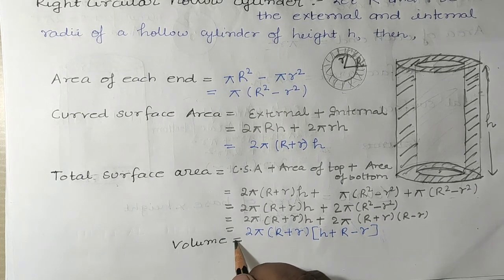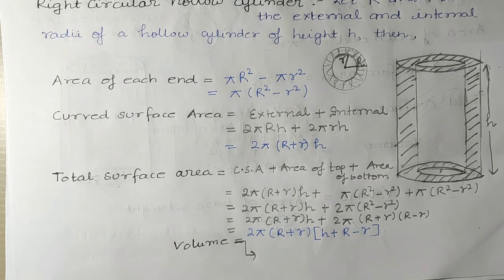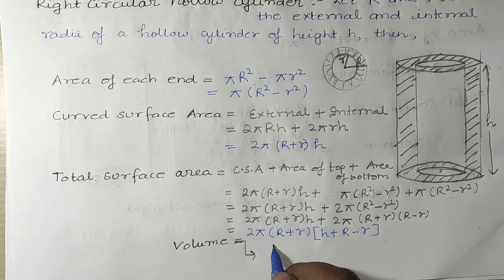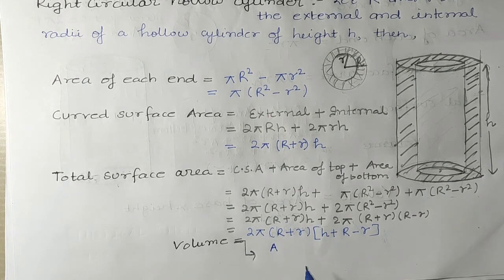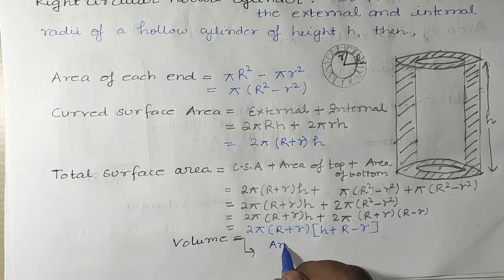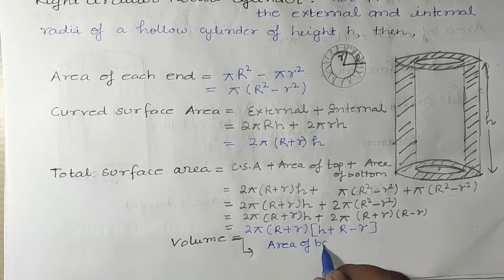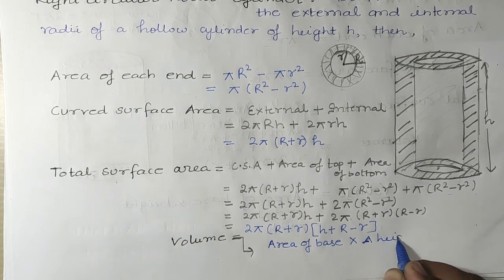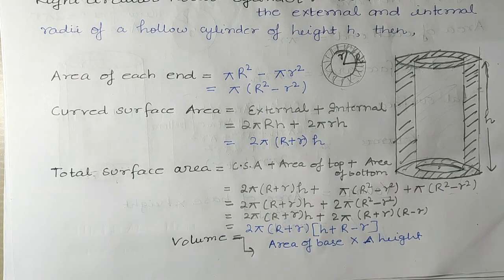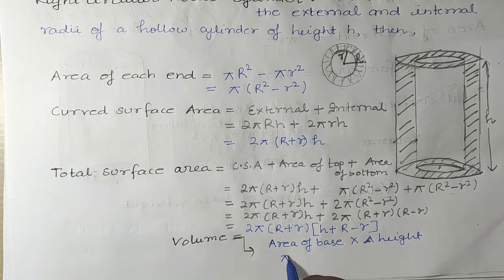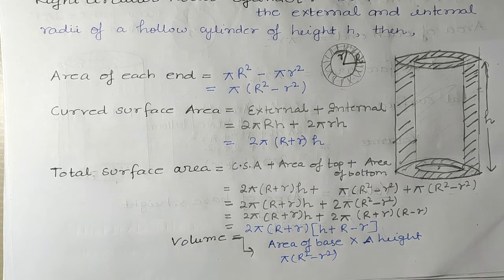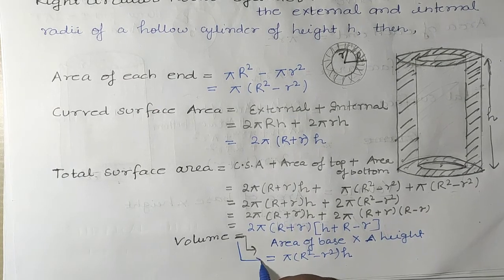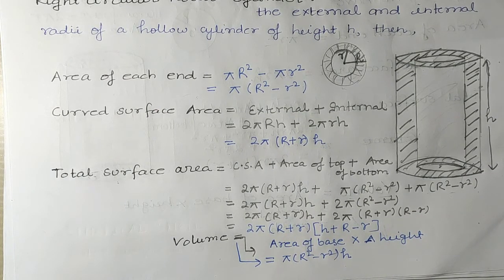What can be the volume of this right circular hollow cylinder? As I have told you, whenever you want to calculate the volume of any solid, all you have to do is area of base into height. So the area of base is pi r square minus r square, and height is h. So this will be the volume of the right circular hollow cylinder.